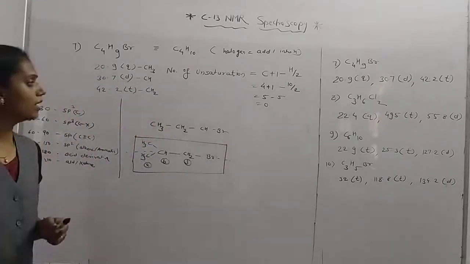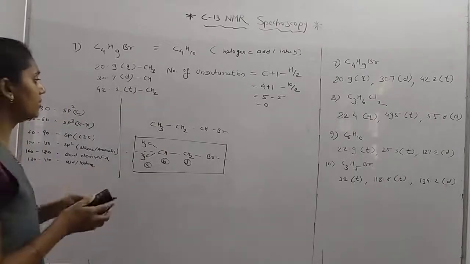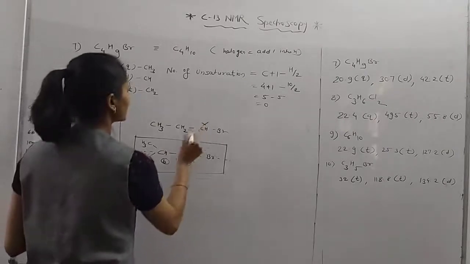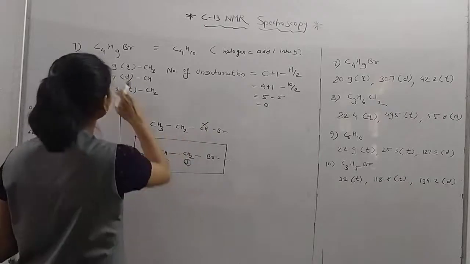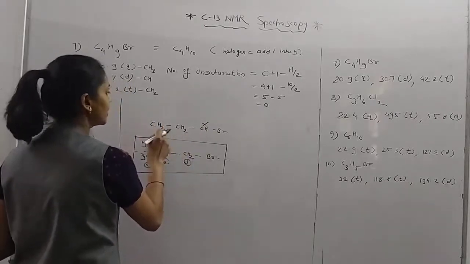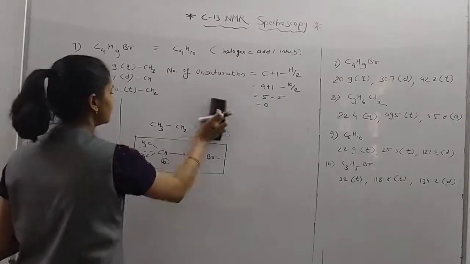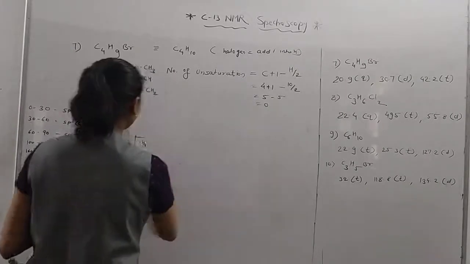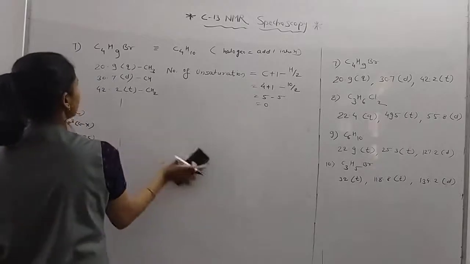Now we will solve the next problem. This is not the correct structure, as there are 4 carbon atoms and this is the longest chain of 3. So symmetry must be present here. So draw the number of structures which are correct.